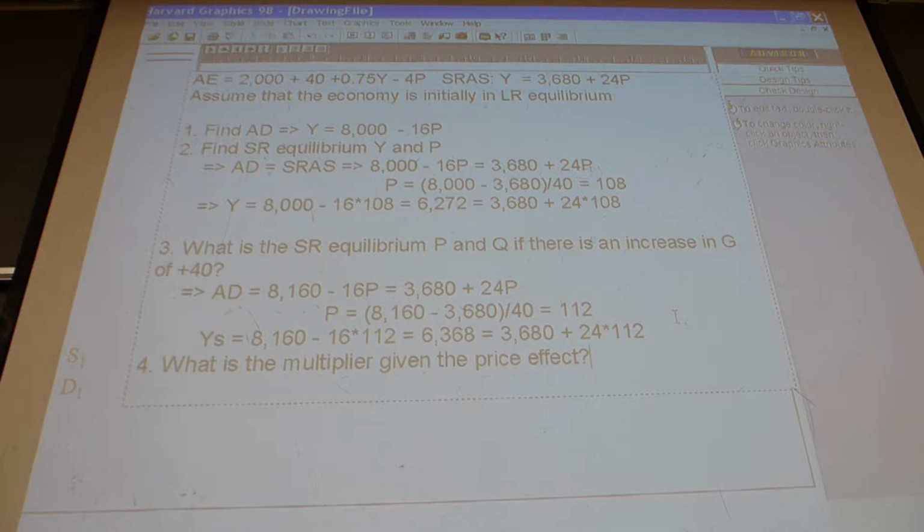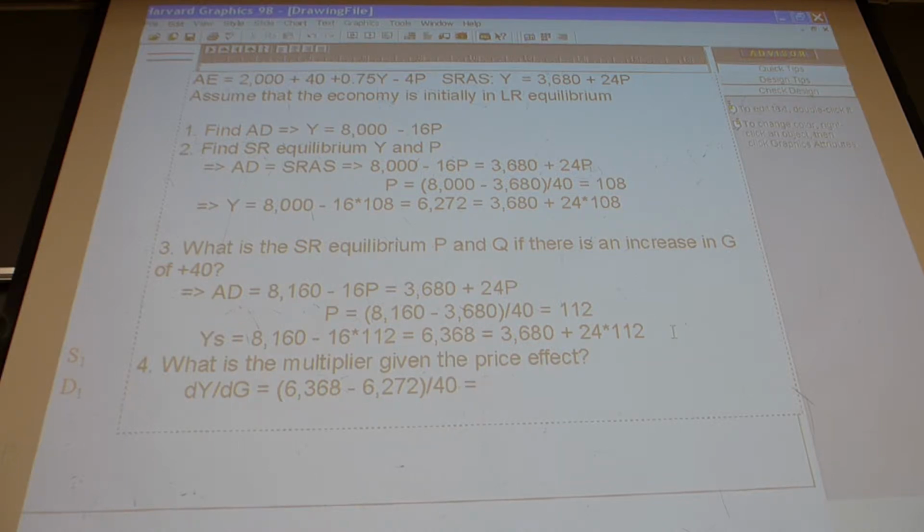What is the definition of a multiplier? It's the change in y relative to the change in g. So what's the change in y? We know the change in g. What's the change in y, given the price effect? dY/dG equals 6,368 minus 6,272 divided by 40, which is the change in g.